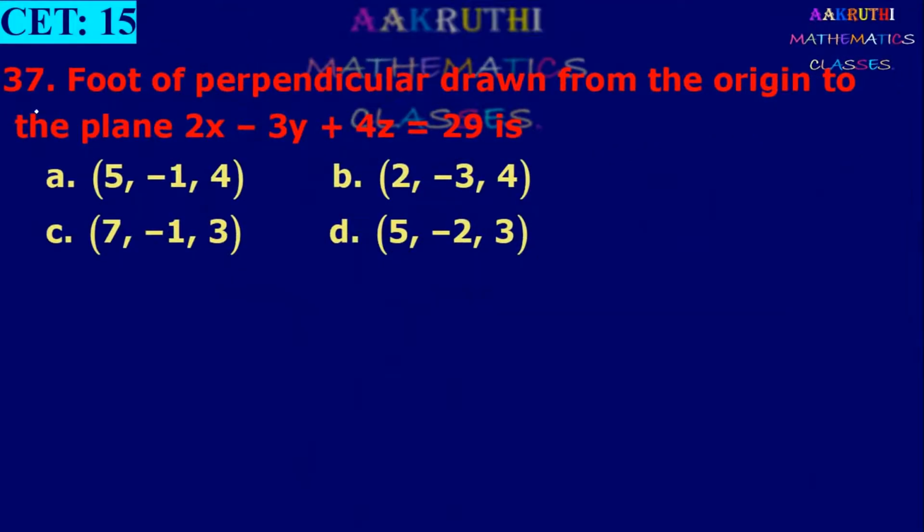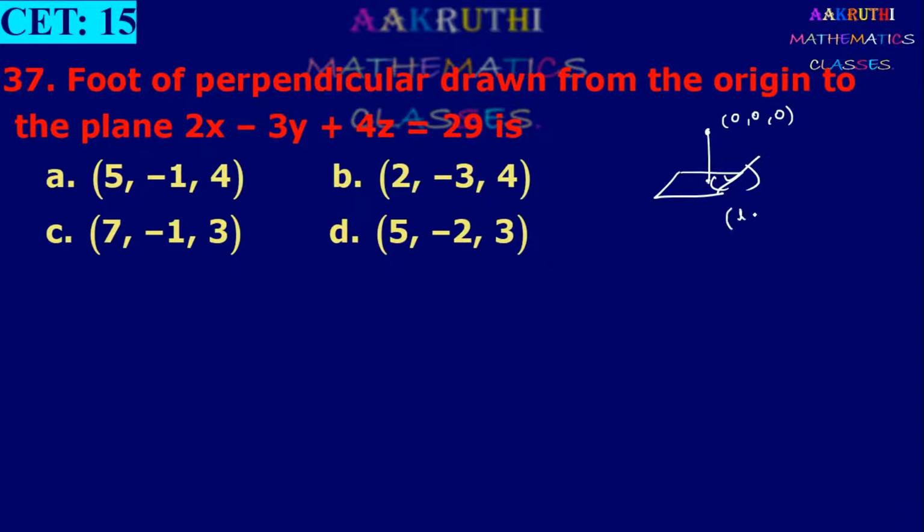Next question, question number 37, from CET 2015. The foot of the perpendicular drawn from the origin to the plane 2x minus 3y plus 4z equal to 29 is. Here one plane is given and you have to draw a perpendicular from the origin and find this point, that is, the foot of the perpendicular. The given point is the origin and you have to find the foot of the perpendicular. There is one shortcut method.